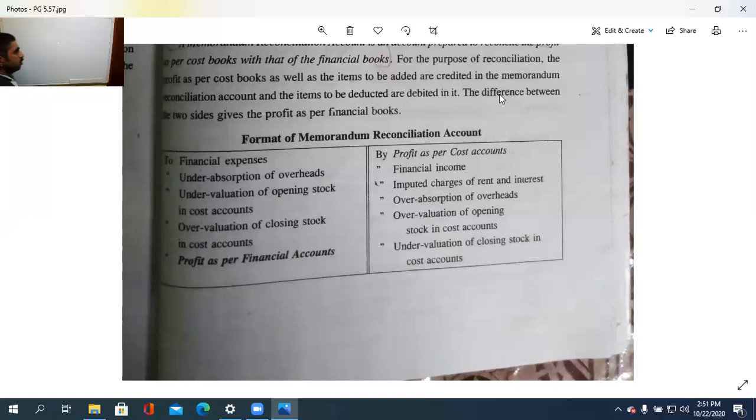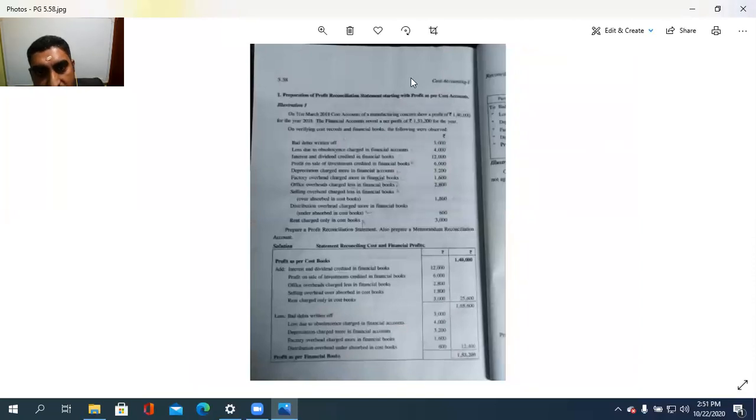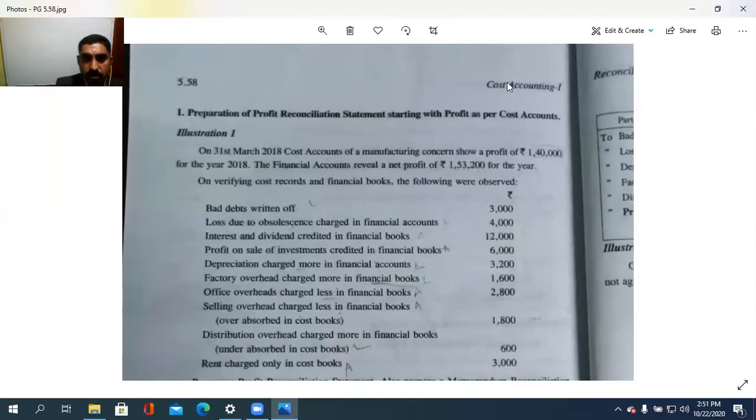so that finally we reached what profit as per financial account. അപ്പം ഓർക്കേണ്ട ഏതാണ് profit as per കോസ്റ്റ് ബുക്സും പിന്നെയോ ആഡ് ചെയ്ത ഐറ്റംസും റിക്കൺസിലിയേഷൻ അക്കൗണ്ട് വരുമ്പോൾ ക്രെഡിറ്റ് സൈഡിലും, അവിടെ ഡിഡക്ട് ചെയ്ത ഐറ്റംസും ബാലൻസ് ആയിട്ടും profit as per ഫിനാൻഷ്യൽ ബുക്സും നമുക്ക് കിട്ടുന്നു. ഇതാണ് the format with regard to a memorandum reconciliation account. And we will start with preparation of profit reconciliation statement, starting with the profit as per cost account.